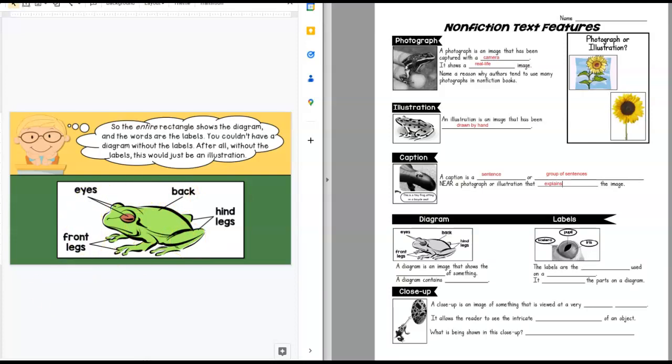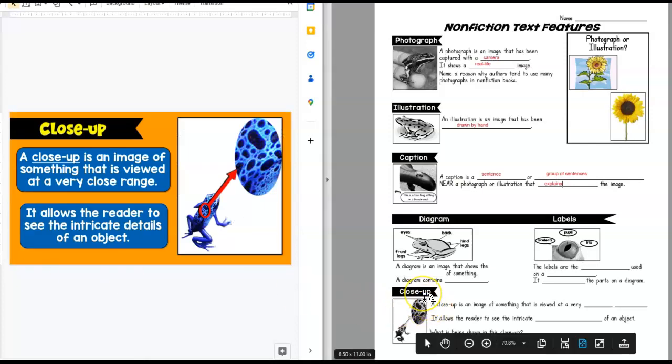Next one is what we call a close-up. A close-up is an image of something that is viewed at a very close range. It allows the reader to see intricate details of an object. When I was little, we used to get a book in the mail like once a month, and it would have really close-up pictures of like a basketball or a football or of grass or part of the carpet. And we always had to guess what it was, and I used to love that.